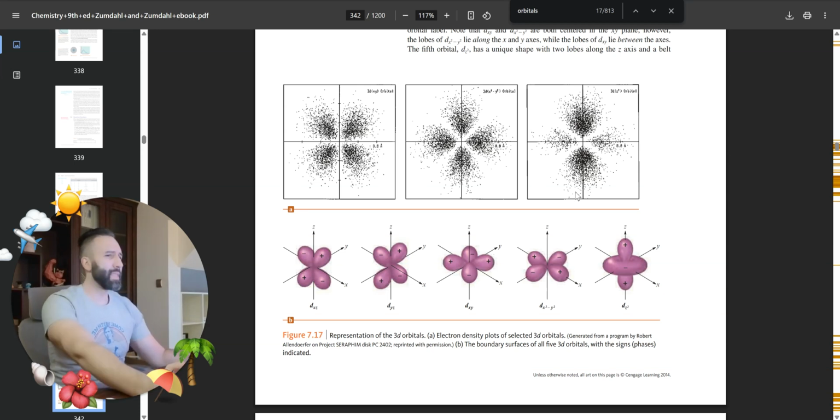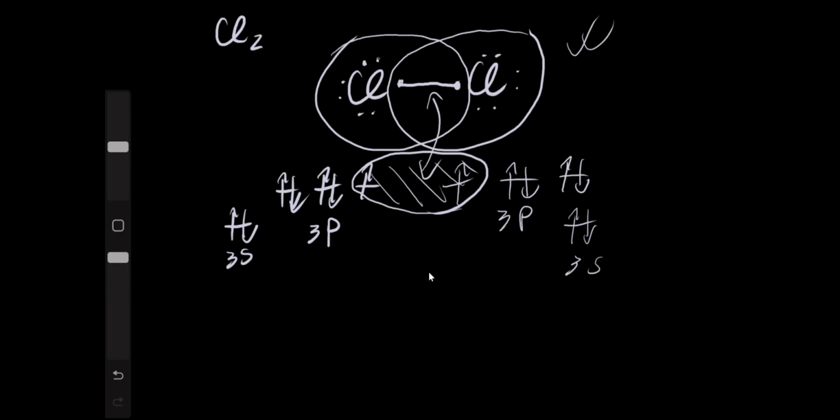Now, knowing this, how do we draw the actual overlap? Let's see a couple of examples. Here we have the overlap between basically this p orbital and this p orbital, and these orbitals usually are on the same axis, because the empty orbital is always the one which is, again, not important right now.